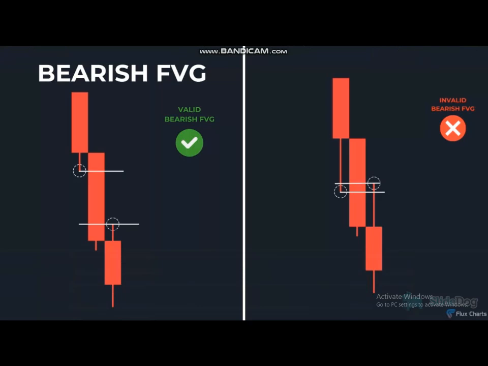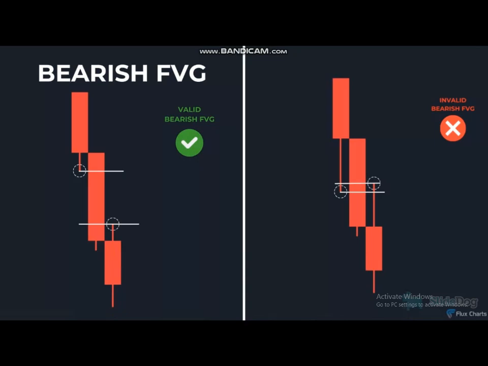The most important one is the second one, but the first and the third one are just as important, as the wicks need to be used to mark out the fair value gap, which is in the middle. And you can see on my right hand side, this is an example of a fair value gap that's invalid, as there is no imbalance.